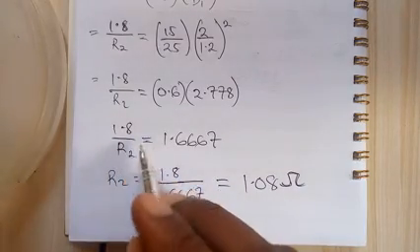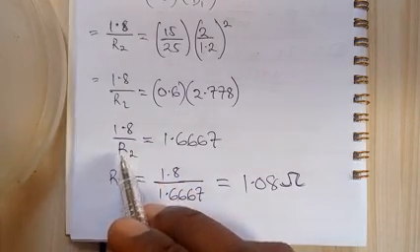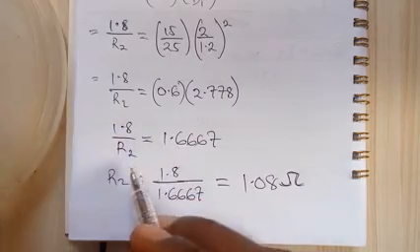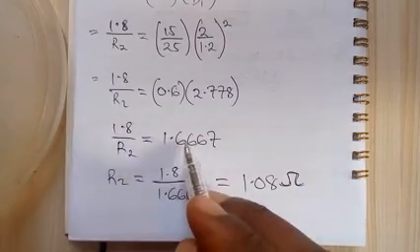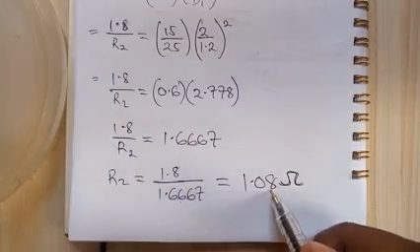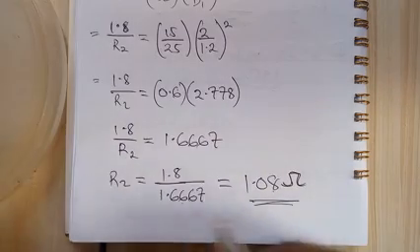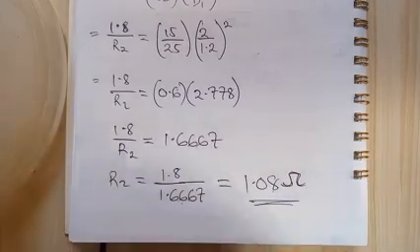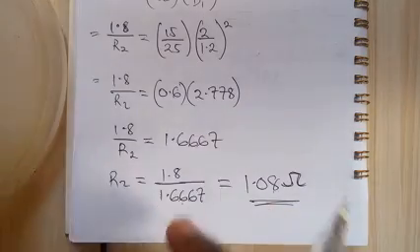So from here, if we make R2 subject of the formula, it means we cross multiply and then divide with the coefficients, which is this. So we'll have this. This is the resistance of the second wire that is made of the same material.